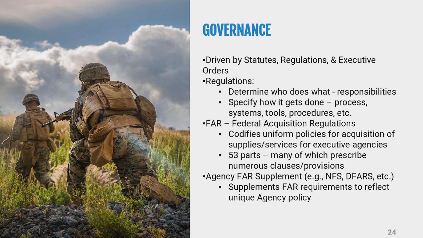All right, the first thing to remember about government contracting is that it is heavily driven by statutes, regulations, and executive orders. One of the contracting officer's main jobs is to make sure that all of this is fulfilled before a contract is signed. The high-level document that is used by most agencies is the FAR, the Federal Acquisition Regulation, and some of the agencies also have a supplement. Next slide, please.